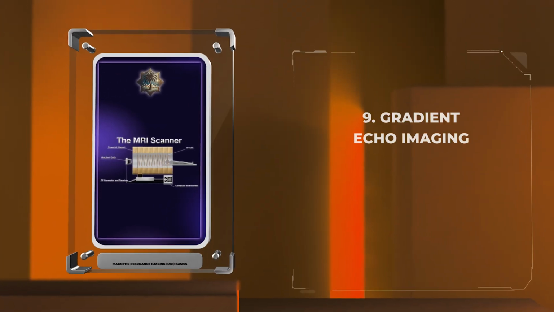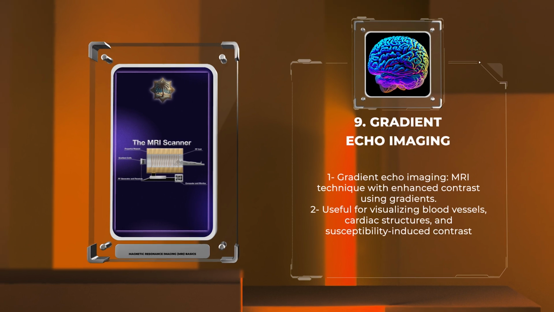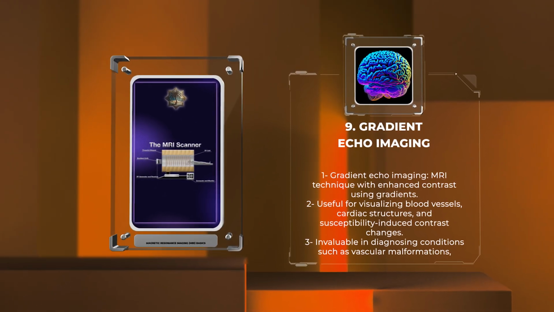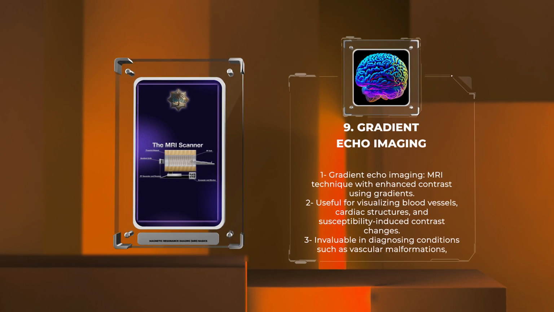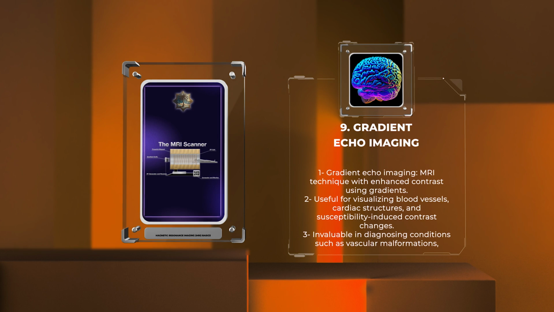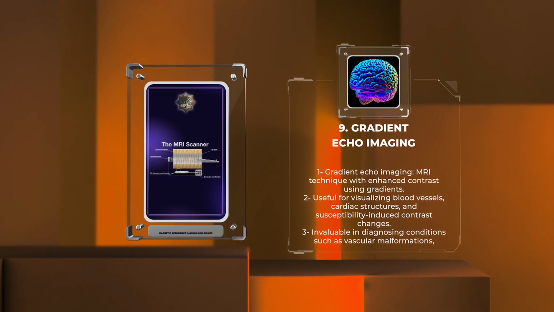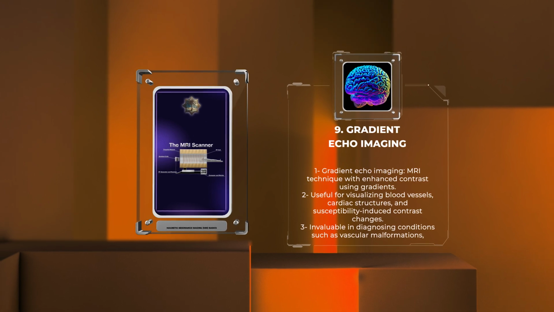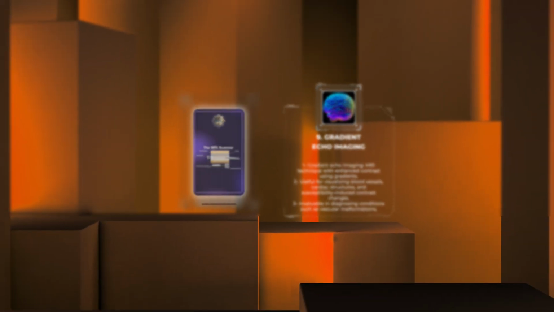Gradient echo imaging is an MRI technique that utilizes gradients to create images with enhanced contrast. By manipulating the timing and strength of gradients, this technique is particularly useful in visualizing blood vessels, cardiac structures, and susceptibility-induced contrast changes. Gradient echo imaging has proven invaluable in diagnosing conditions such as vascular malformations, aneurysms, and hepatic lesions.